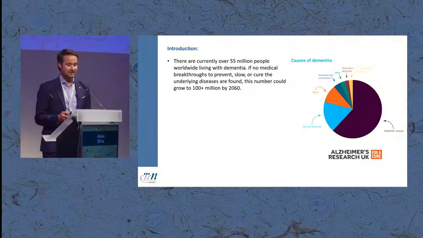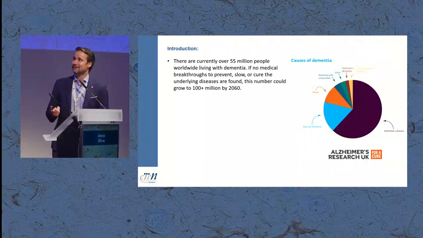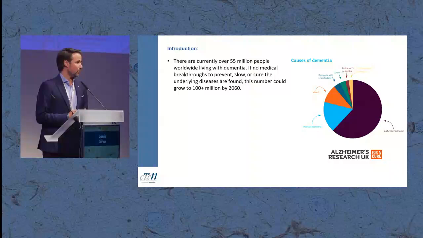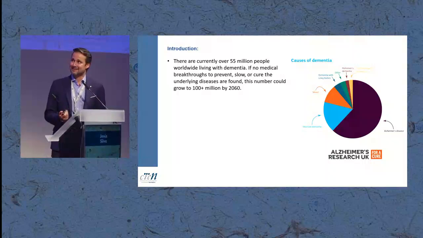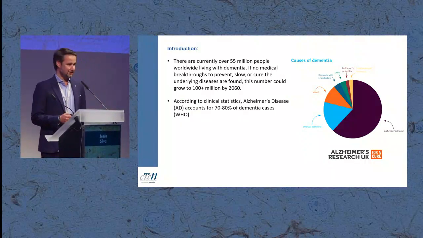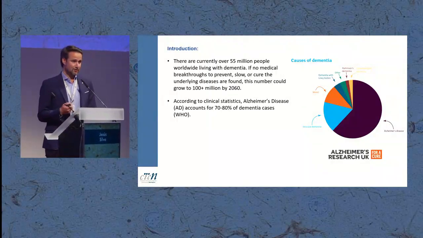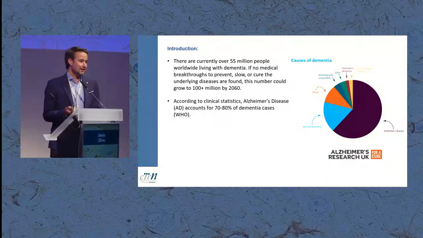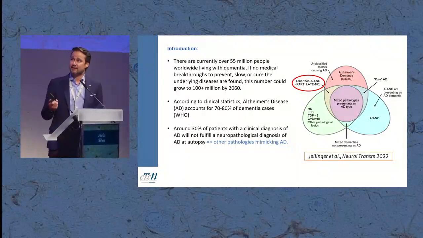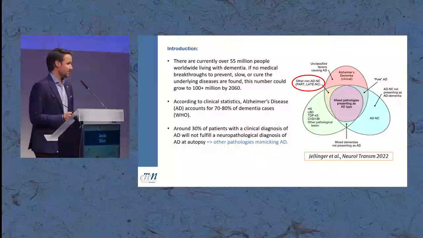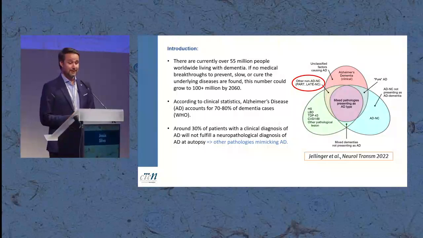So, just to summarize what we have already seen multiple times during the day. Up to 55 million people worldwide suffer from dementia, and according to the clinical diagnosis, so what clinicians say, almost 70 to 80% of these have Alzheimer's disease. However, this clinical diagnosis is not the gold standard for diagnosis. It is neuropathology, and neuropathologists said that actually around 30% of the patients with a clinical diagnosis of AD that get to the autopsy will not fulfill the neuropathological criteria.